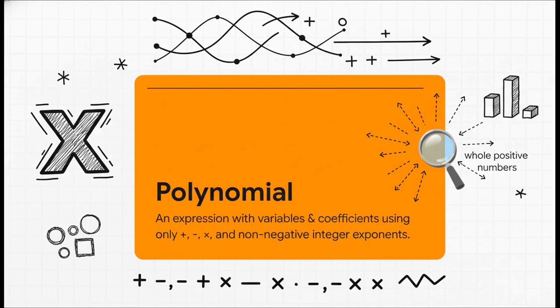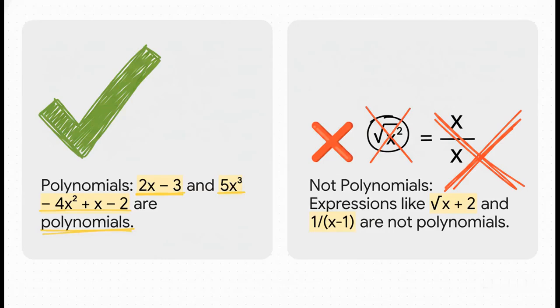But there's one really big rule. The powers, the exponents, they have to be nice, whole, positive numbers. No weird fractional bricks allowed. Think of this like a bouncer at a club. On the left, you've got the legit polynomials. They're on the list, they get in. But on the right, these are the rule breakers.